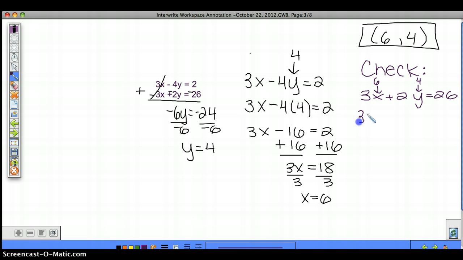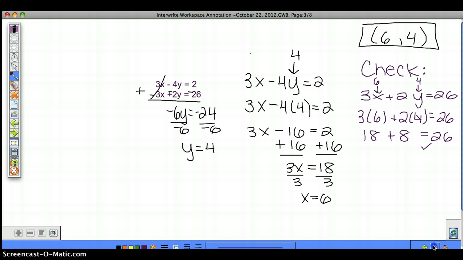We have 3 times 6 plus 2 times 4 equals 26. And 3 times 6 is 18. 2 times 4 is 8. And 18 plus 8 equals 26. So we know we did it correctly.